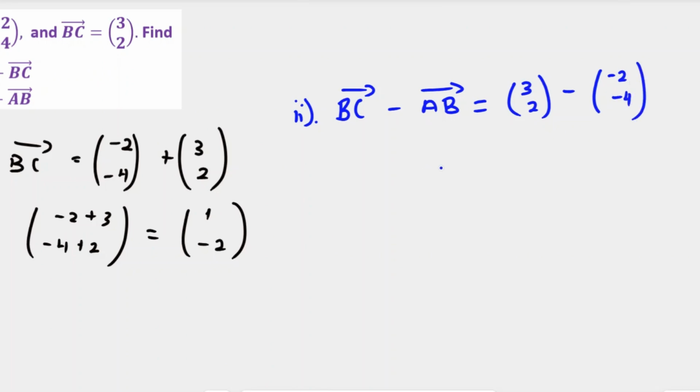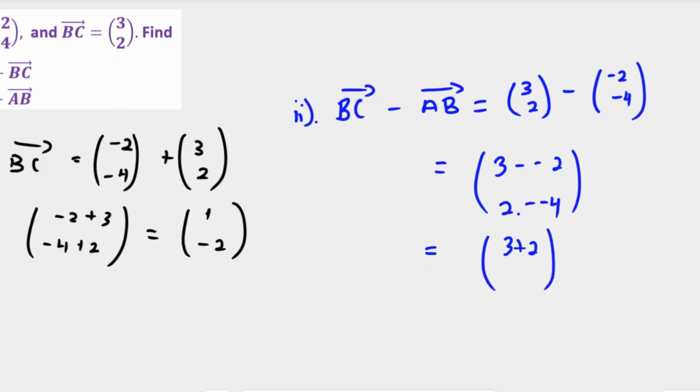So let's do our simplification. We're going to get 3 minus -2 and 2 minus -4. I hope you're not confused. We're just subtracting corresponding components. So 3 minus -2 is the same as 3 plus 2, and 2 minus -4 is the same as 2 plus 4. So our answer is going to be, 3 plus 2 is 5 and 2 plus 4 is 6. So that is our answer.